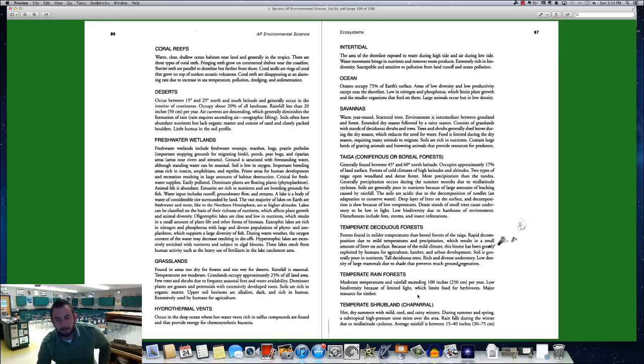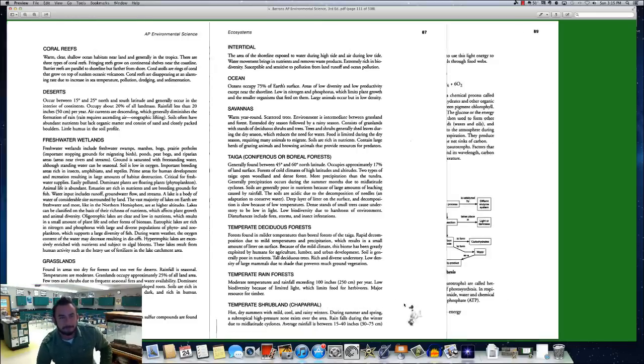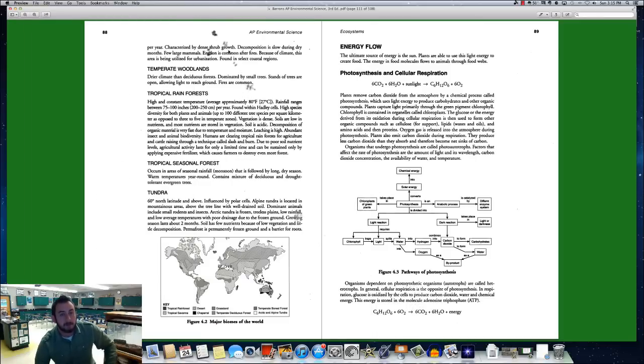Temperate shrubland, or the chaparral, has hot and dry summers with mild, cool, and rainy winters. In the summer months and spring, subtropical high-pressure zones exist over the area, and rainfall occurs during the winter, again due to mid-latitude cyclones, with average rain of only 15 to 40 inches per year. It's also characterized by dense shrub growth, and decomposition is very slow during the summer months. Few large mammals. Erosion is common, especially after fires and the rains following.